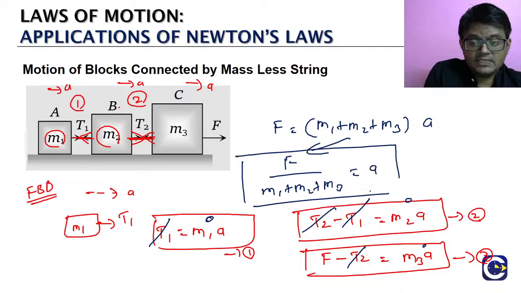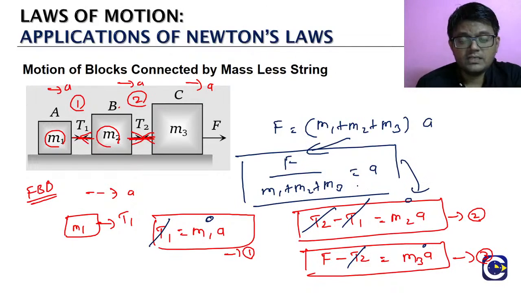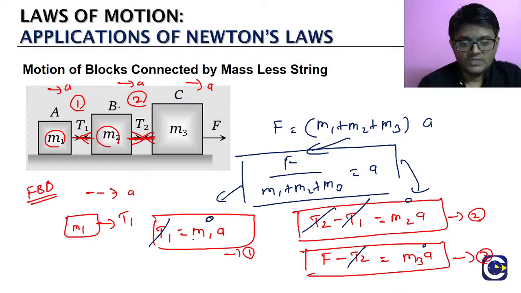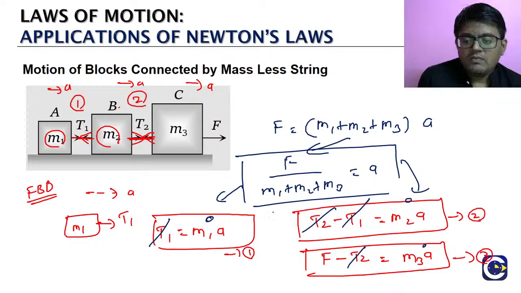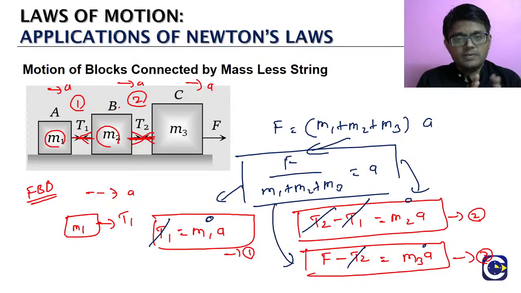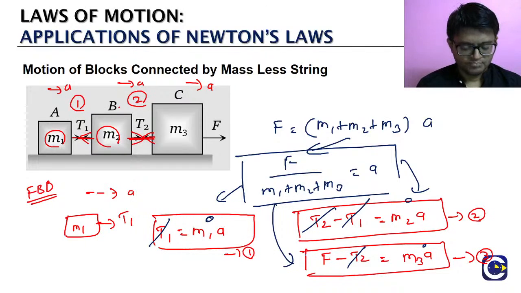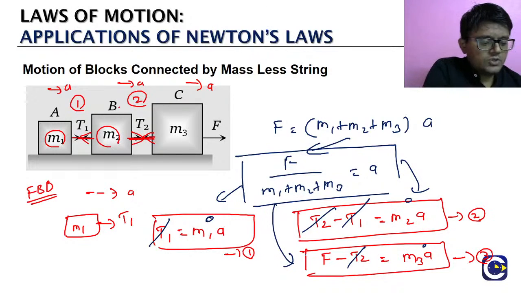That is the common acceleration. If we take that acceleration value and substitute it in an equation, what comes? If we substitute in equation 1, we will get the T1 value. If we substitute in equation 3, we will get T2. Like this we can proceed. Okay, understood? So look at the next question.